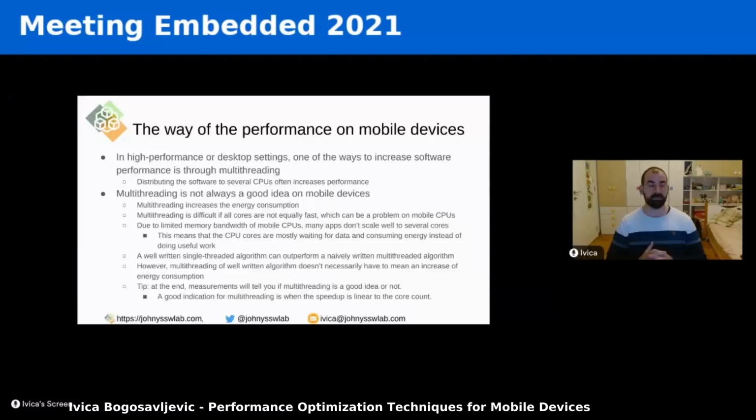Next, mobile devices often have limited memory bandwidth. The CPU and memory are connected with a bus, but it has limited bandwidth. What happens is that even though all CPU cores are busy, most of them are waiting for the data to be fetched from the memory. And this actually increases energy consumption without doing any useful work. In my experience, a well-written single-threaded algorithm can often outperform a poorly written multi-threaded algorithm. But bear in mind, one assumption here is that multi-threading actually increases energy consumption. If it's done well, it doesn't necessarily mean that your program will consume more energy.